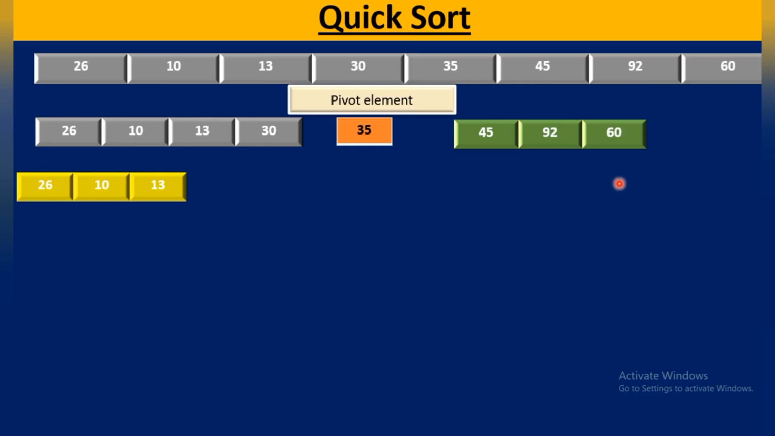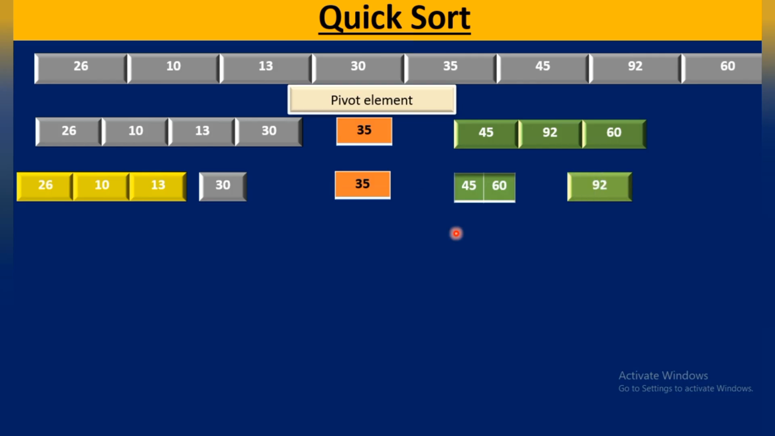Now take the next bigger element on the left side. 30 is bigger when compared to all the four. Write 30. Then 26, 10, 13 are the remaining elements that we will see in the future. So 30 is the biggest element, which is written before the pivot element. Now on the right side, the biggest element is 92, so 92 is placed at the last. The remaining elements are 45 and 60.